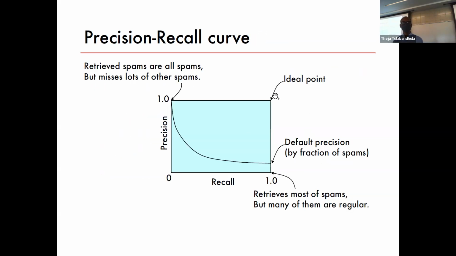And of course, the ideal situation is when you have a classifier which does exactly this, so it will have a confusion matrix where the off-diagonals are all zero. So both the false positives and false negatives are zero. And so I got the true positives correctly. I got the false negatives correctly. That means that I'll be at the ideal point here.